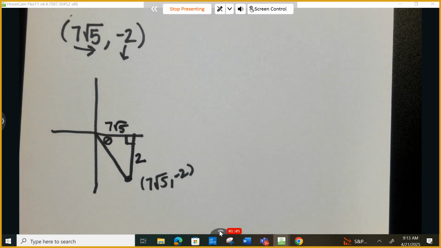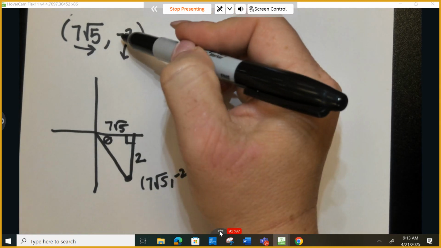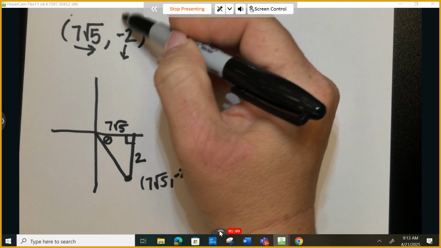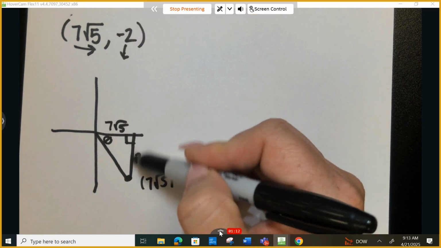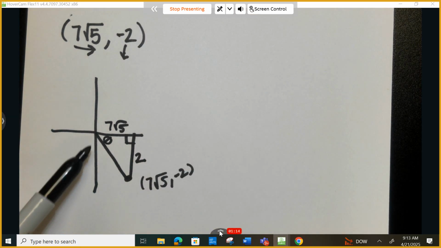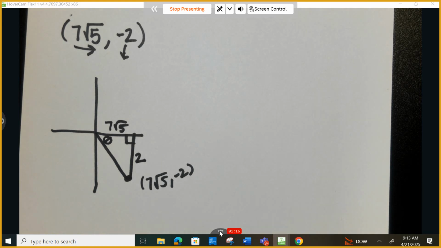A lot of students ask, why is it not a negative 2? Because I see a negative 2. That just tells me to go in the direction of down versus up. The distance is positive, but I'm going down. Now we're going to figure out what is this hypotenuse, or the longest side of this right triangle.